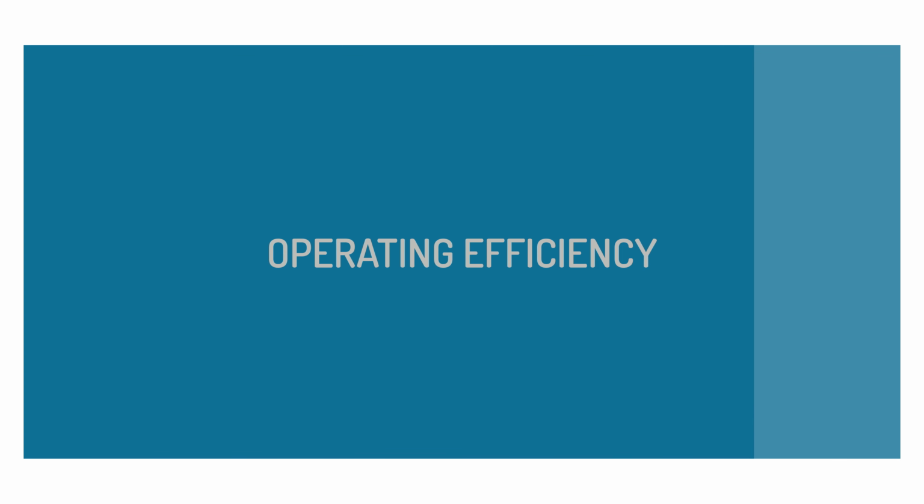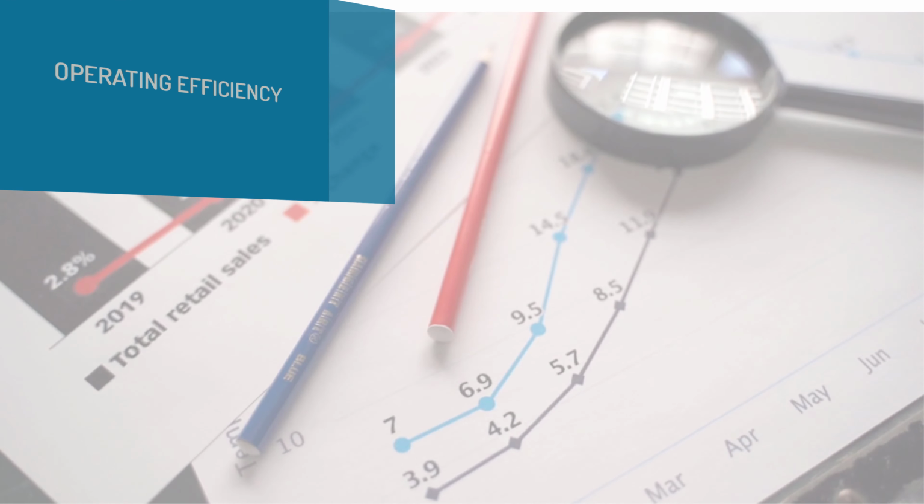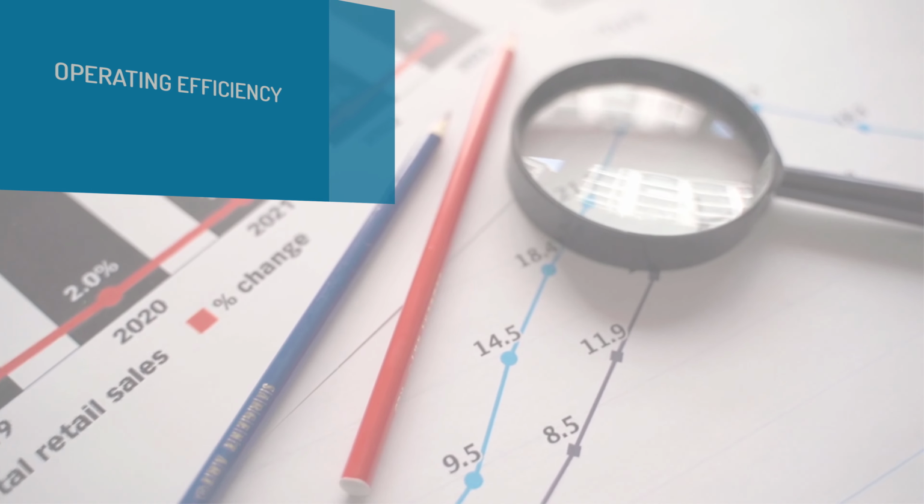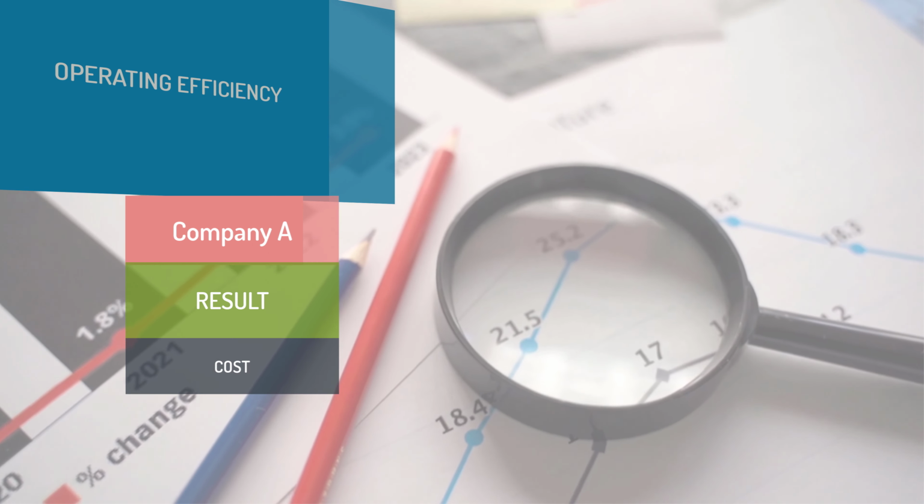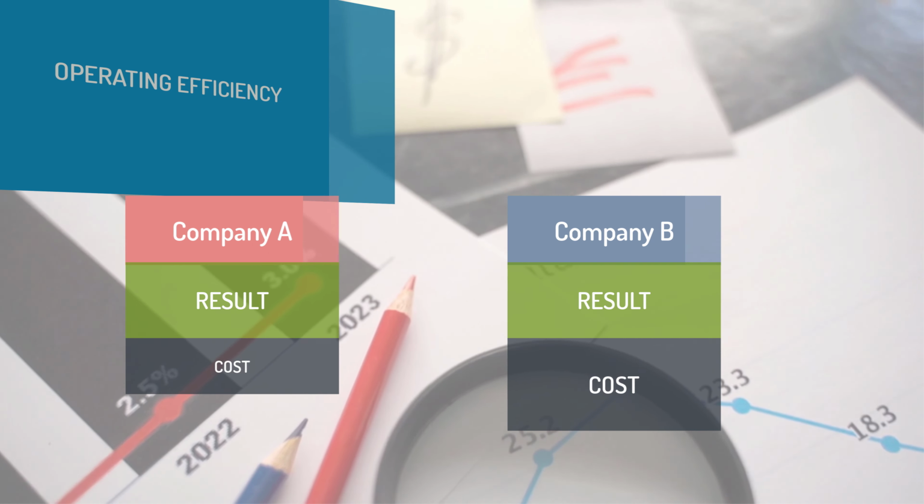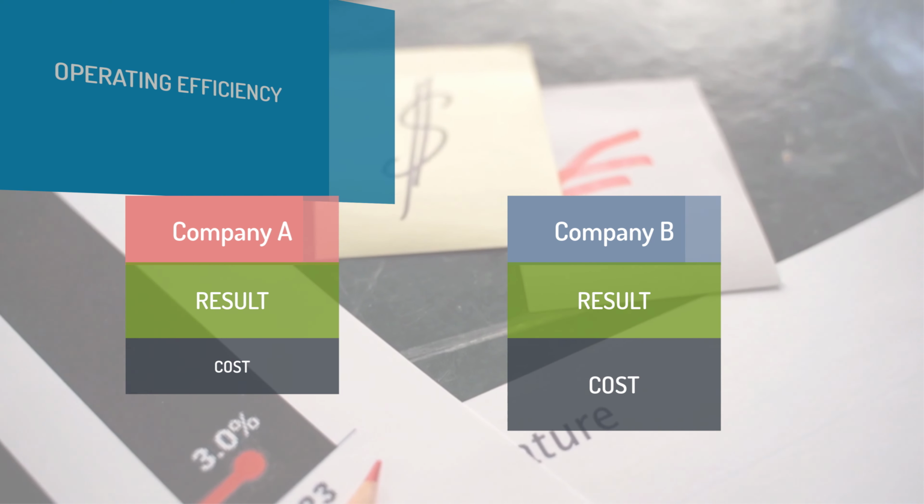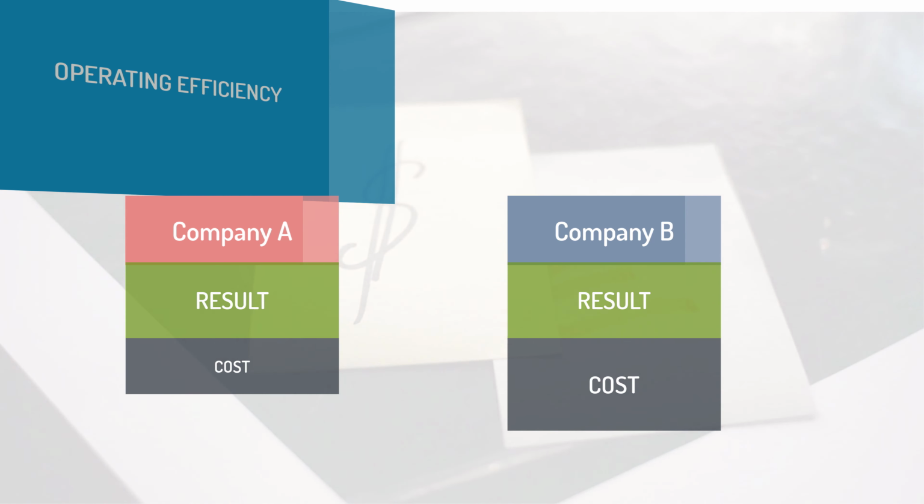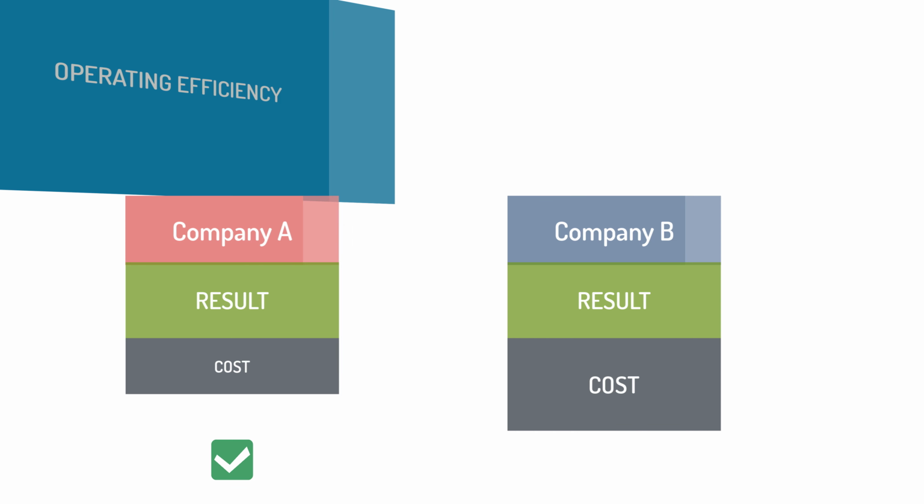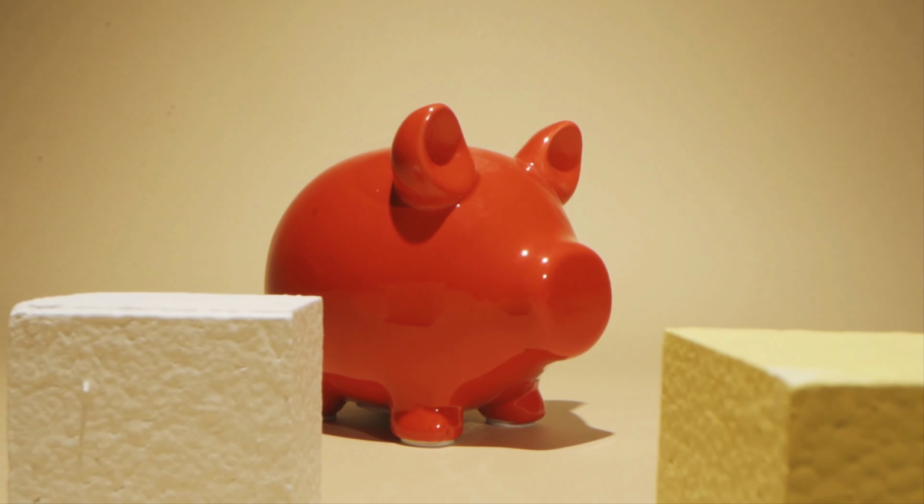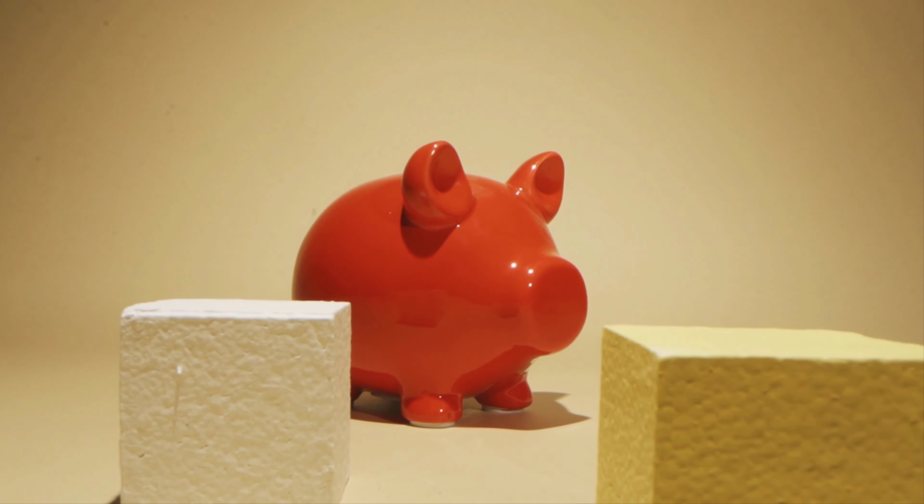How efficiently does a company manage its resources? What operating costs are necessary to achieve the desired result? If Company A, a sector colleague of Company B, achieves the same result as Company B, but does so with fewer costs, then the operating return of Company A is significantly better than that of Company B. As an investor, you are naturally looking for firms that manage to minimize operating costs.